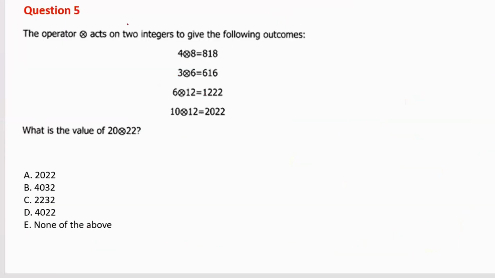Next question. The operator cross acts on integers to give the following. 4 cross 8 is 8, 18. 3 cross 6 is 6, 16. 6 cross 12 is 12, 22. 10 cross 12 is 20, 22. If you see the last one, it is 8, so it is 18, adding 10 to it. 6 will become 16. 12 will become 22. 12 will become 22. So my 20 cross 22, 22 will become 32, adding 10 to it.